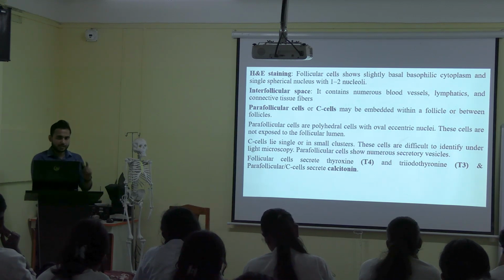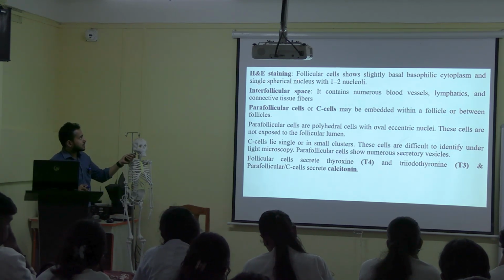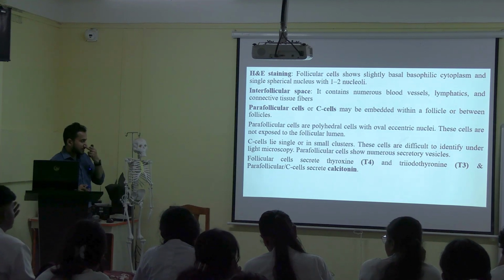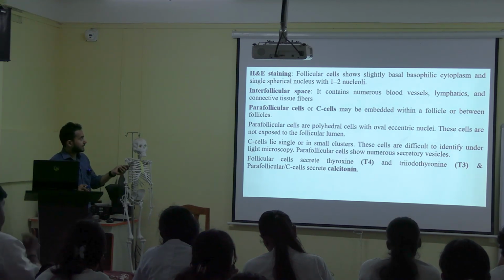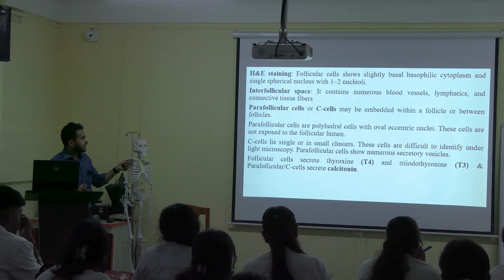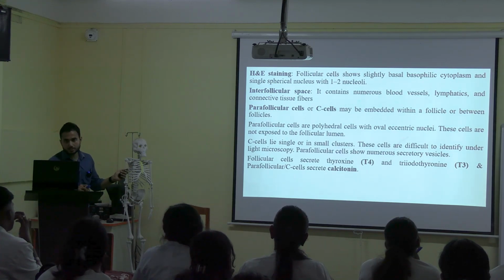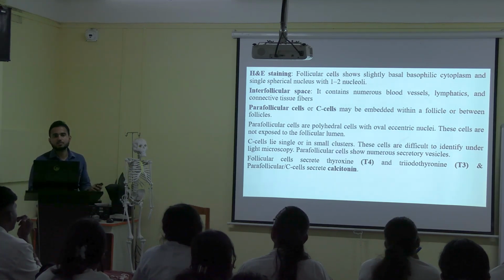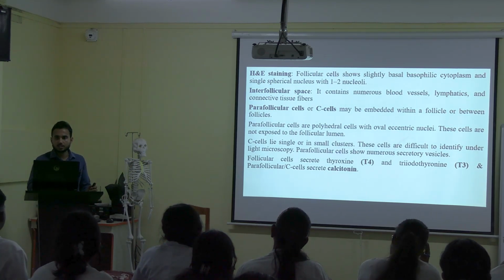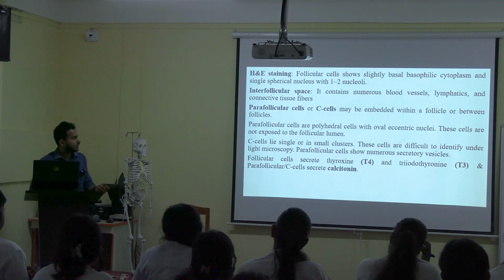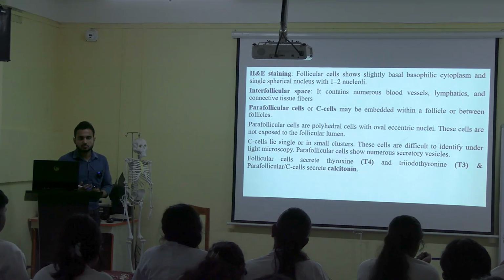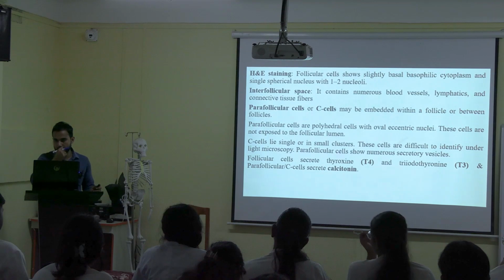Okay, so in the bracket you can write for your convenience. Now, single spherical nucleus, and in some cases 1 to 2 nucleoli are present. Next, interfollicular space is also there. What is the meaning of interfollicular space? In between the follicles. Okay, now what will be present in between the follicles?